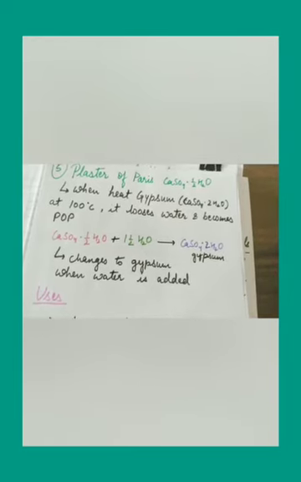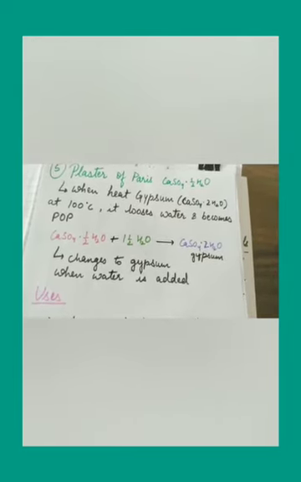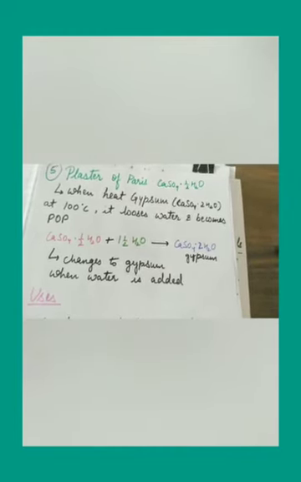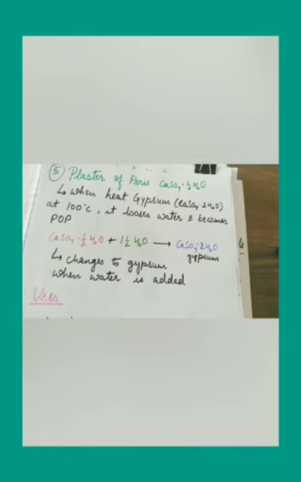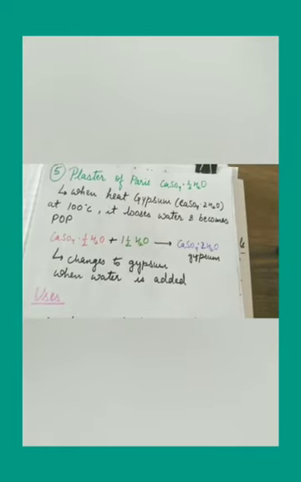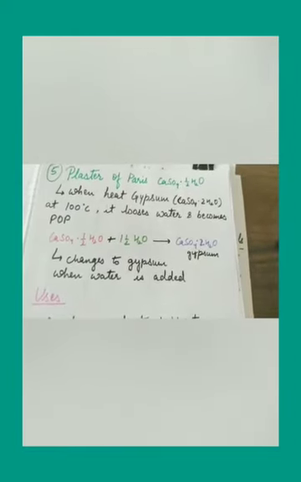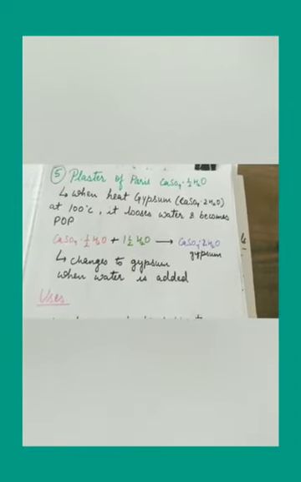Now, CaSO4.1/2H2O plus 1.5 H2O gives gypsum. When we combine POP plus 1.5 water molecules, it forms gypsum. It changes to gypsum when water is added, right? When we add water to plaster of Paris, it forms gypsum.